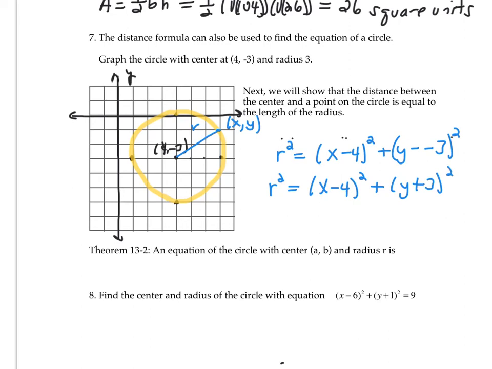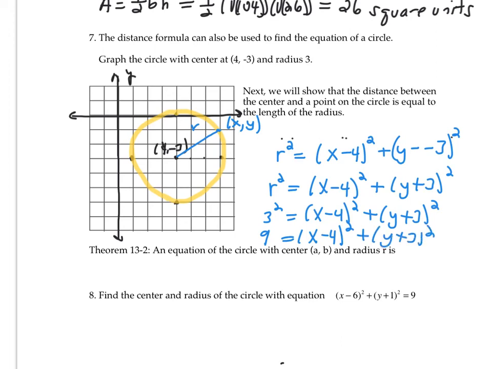Okay, so our radius in here, we can solve for it. Well, we're given the radius is 3, so we're going to plug 3 in there and have 3 squared equals the quantity of x minus 4 squared plus y plus 3 squared. So the final answer would be 9 equals x minus 4 quantity squared plus y plus 3 squared.